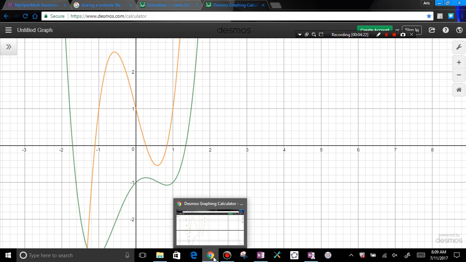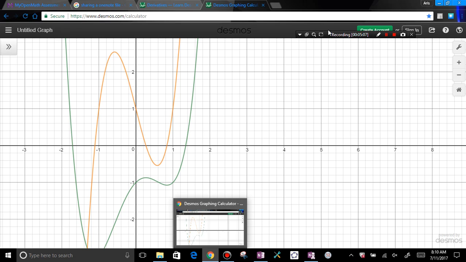When the original function is decreasing, the derivative is negative. So which is which? The orange one is the derivative. So you're saying that whenever the green graph is decreasing, the orange graph is negative, and when the original graph starts increasing, the derivative graph is positive.